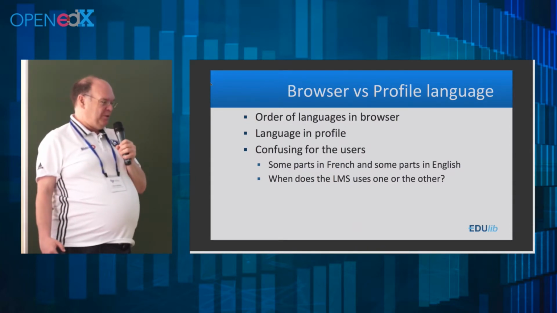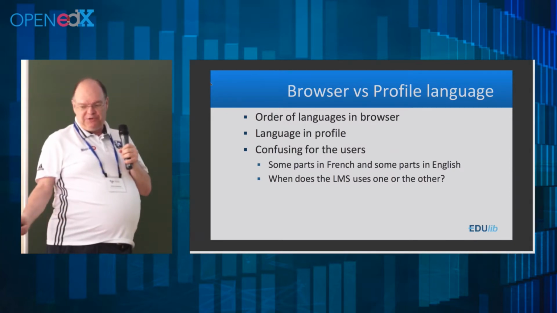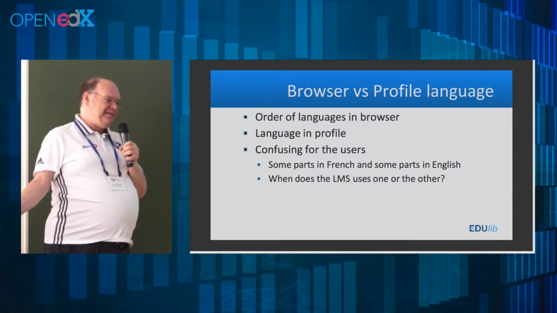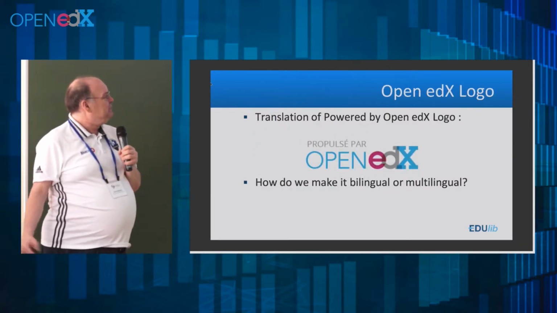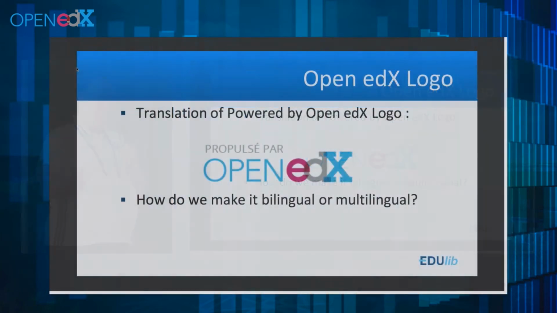Browser versus profile language. For example, we want the users to have a great experience in French and English. So we have to make a provision so that they can access the site in their own language first through the browser, and then through the user preferences. But that has some very interesting consequences, because sometimes you will end up with a page in both English and French. We also translated the powered by edX logo so that we would have it in French, but then we ended up with a new problem. How do you switch it from French to English whenever the user switches?